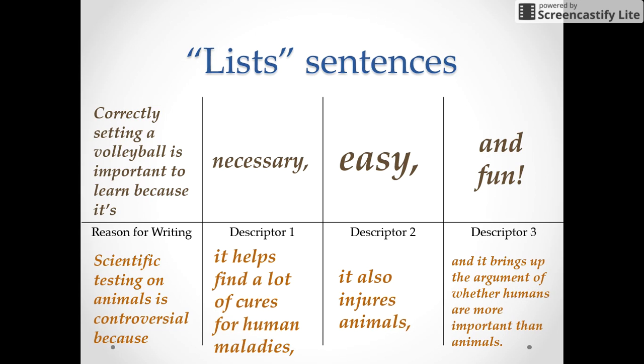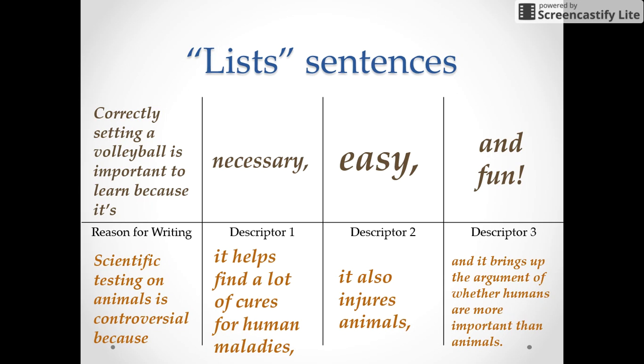And then you can do list sentences. This is where you put your reason for writing, and then what are the three things, typically. You can do more, you can do a little less, but you want to list what describes your topic, okay? As you can see, there's several ways to do this. What you want to focus on with this is what we call parallel writing. If you're going to list things, you want to list in the same style.